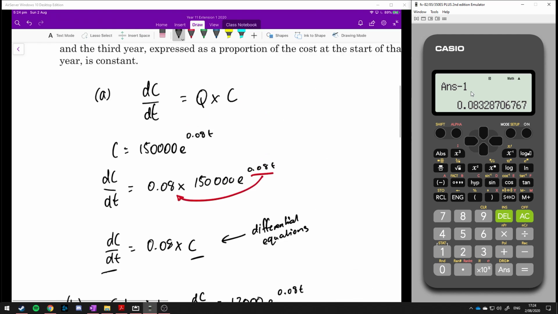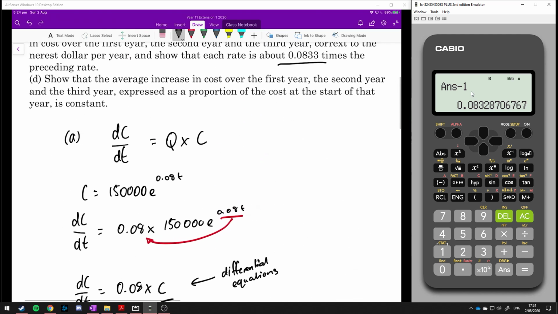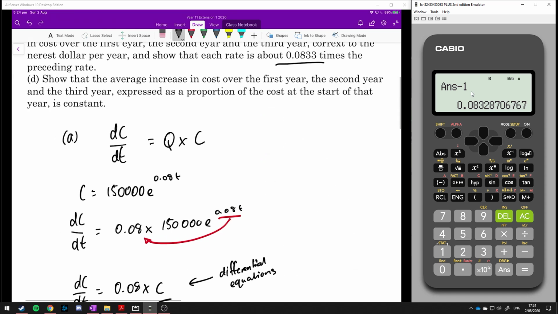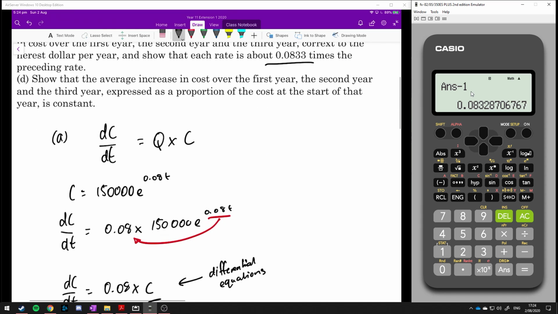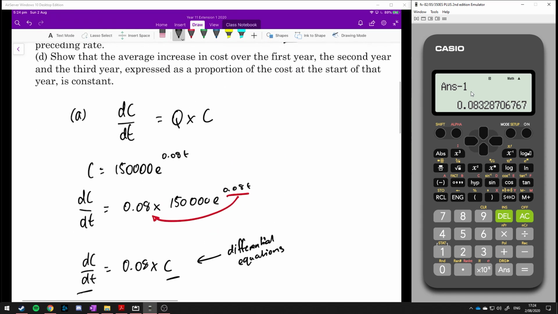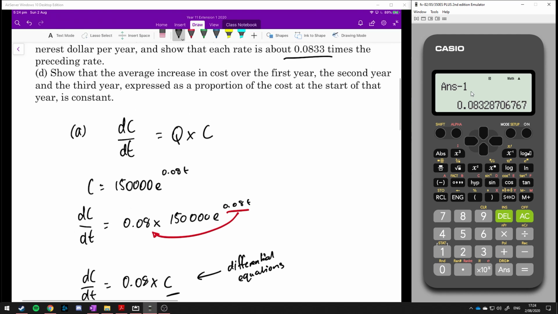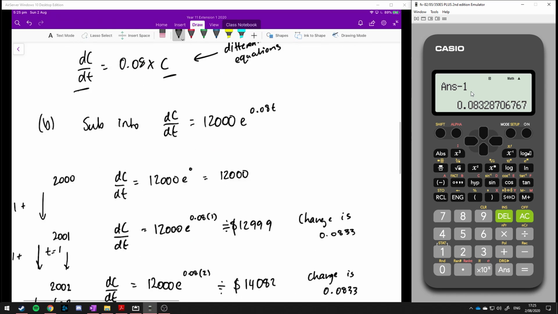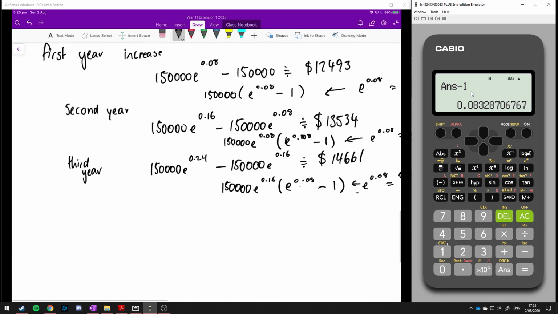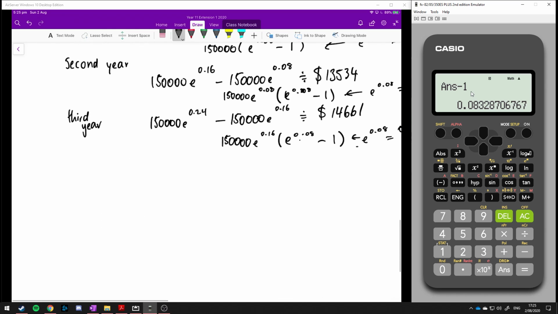Now question D says, show that the average increase in cost over the first year, the second year, and the third year, expressed as a proportion of the cost at the start of that year, is constant. So we want to be looking at the differences at the start of each year, and we want to be showing that it's essentially the same no matter which year you're doing.